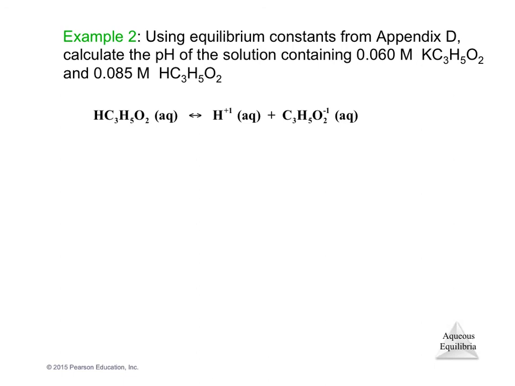Okay, so I want you to actually do example 2 in the notes on your own. So using the equilibrium constants from Appendix D, I want you to calculate the pH of the solution that contains 0.060 molar potassium lactate and 0.085 molar of lactic acid. So go through and label everything. Actually, I've already given you your equilibrium expression. Figure out what the common ion is and solve for the pH. I want you to bring this example finished to class with you, and then we can go over any questions that you might have.